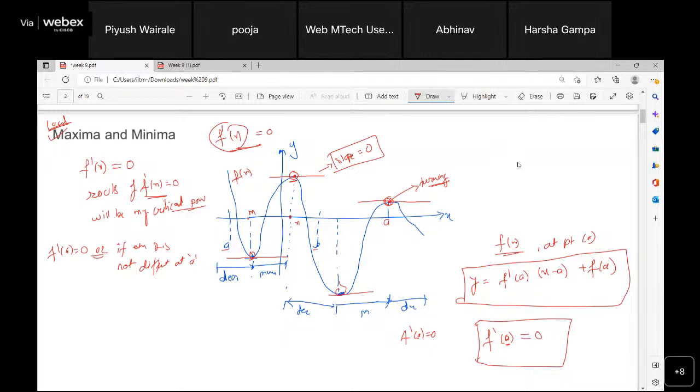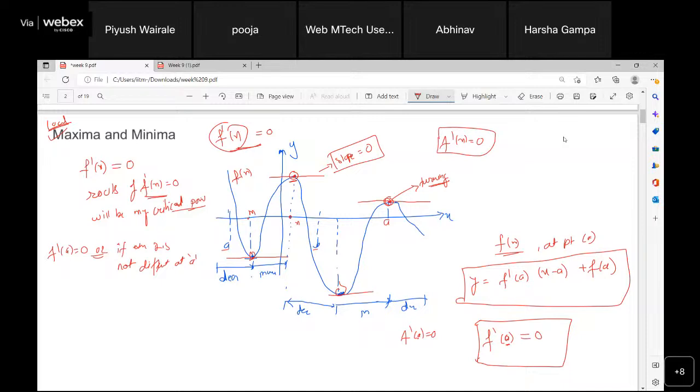In one of the lectures, the instructor used a word called saddle point. Is there a difference between critical point and saddle point, or are both the same? No, no, I will come to that. So critical point you understand, right? How to find it? Just differentiate f of x and equate it to 0. So whatever the root of this equation, that will be my critical point, right?